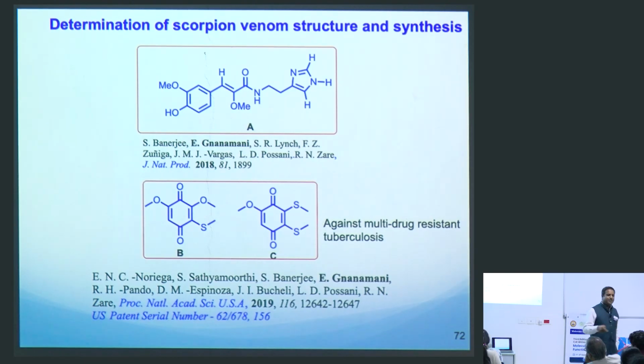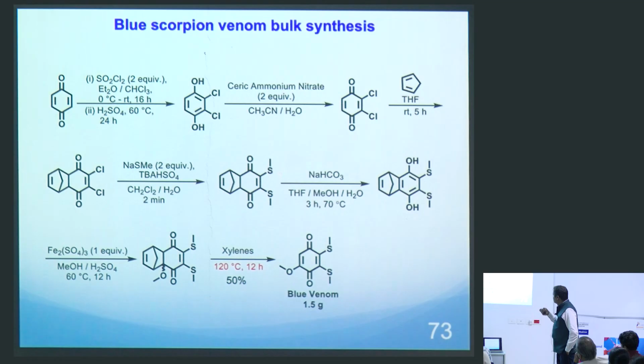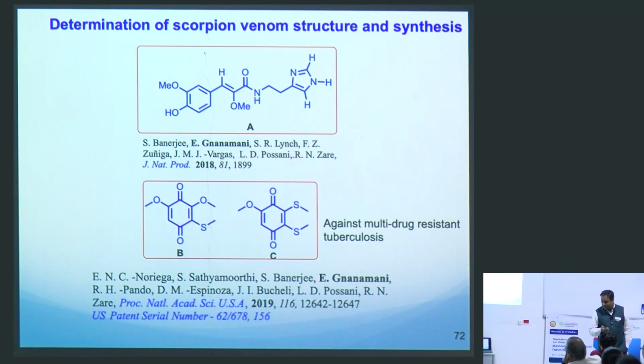Obviously the scorpion venom has several other compounds. We are able to identify three molecules. Among them, this is a blue venom. It's a blue color, and this is a red venom. The blue venom is useful for tuberculosis, it's against bacterial infection.